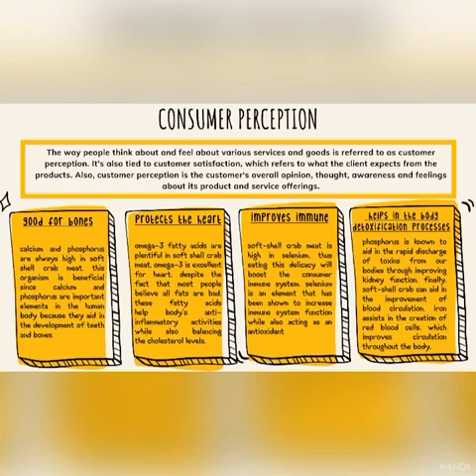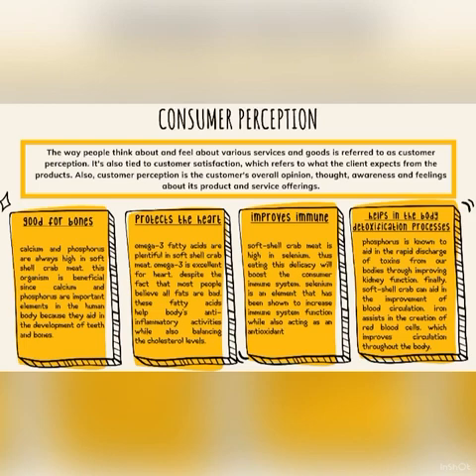First thing first, soft shell crab meat is good for bones. This is because calcium and phosphorus are always high in soft shell crab meat. This is beneficial since calcium and phosphorus are important elements in the human body because they aid in the development of teeth and bones.